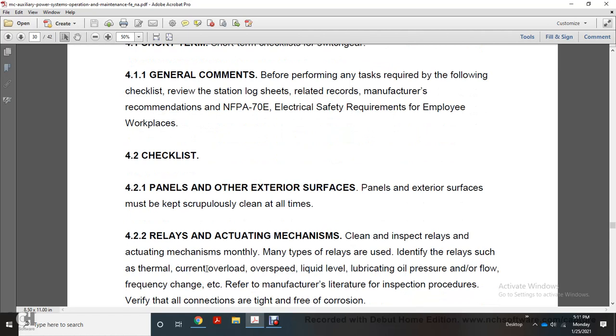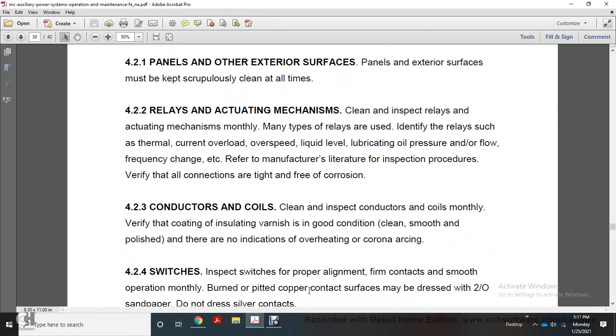Clean and inspect the relays and actuating mechanism monthly. Many types of relays are used, such as thermal, current, overload, overspeed, liquid level, lubricating oil pressure, flow, and frequency change. Refer to manufacturer literature for the inspection procedure. Verify all of the connections are tight and free of corrosion. Conductors and coils: clean and inspect the conductors and coils monthly. Verify the coating, insulation, and varnish are in good condition.